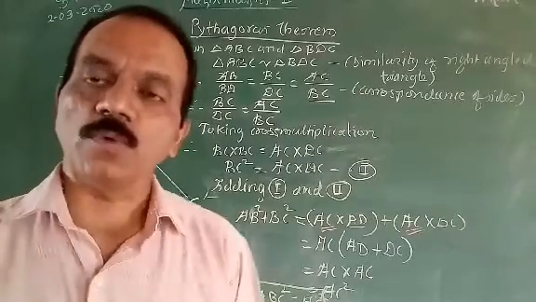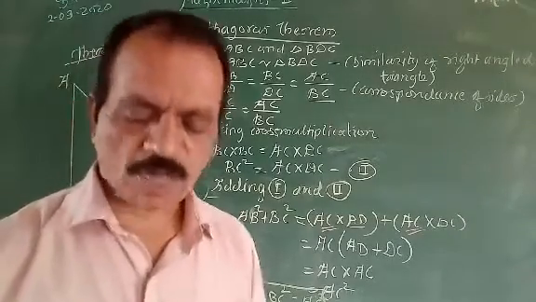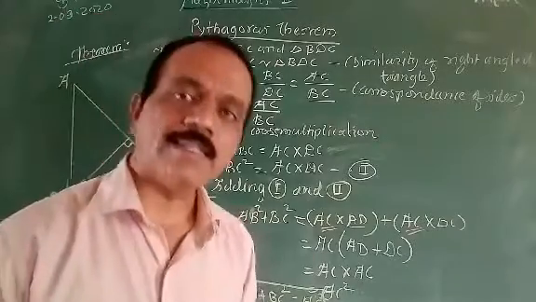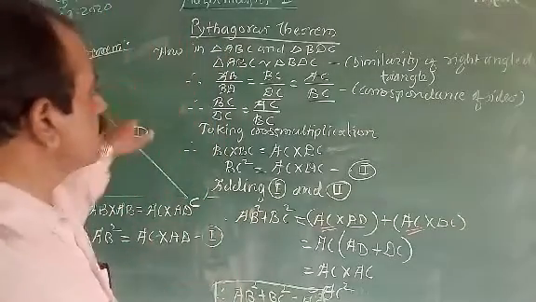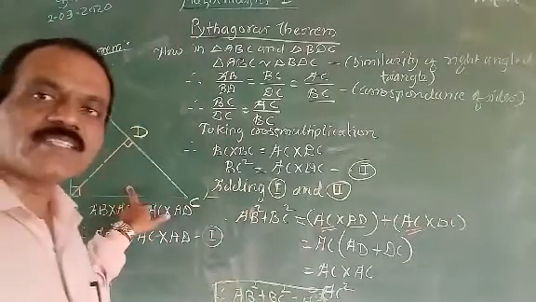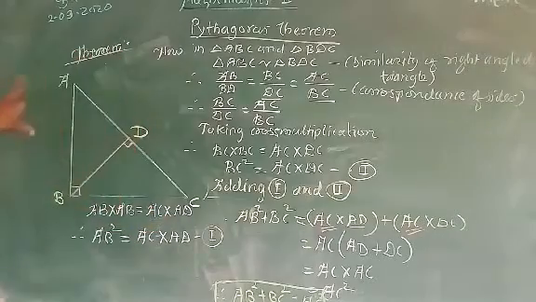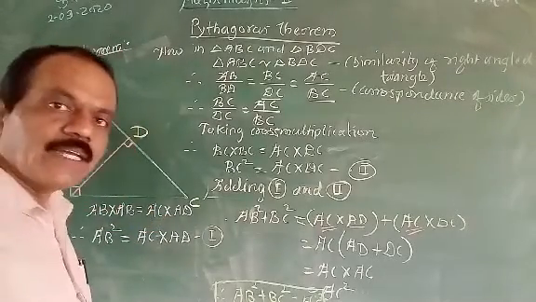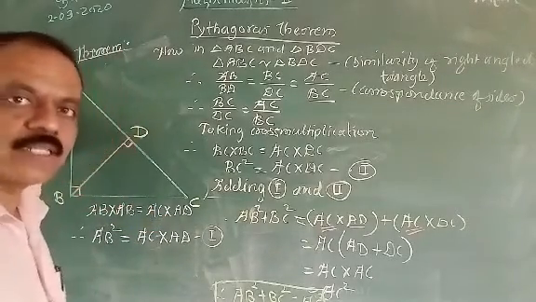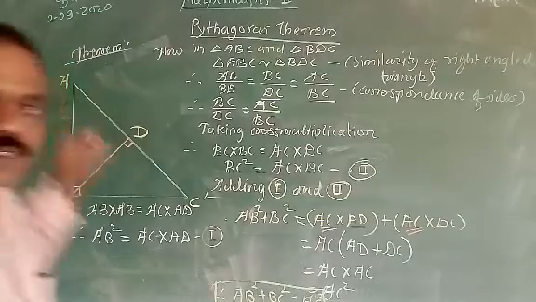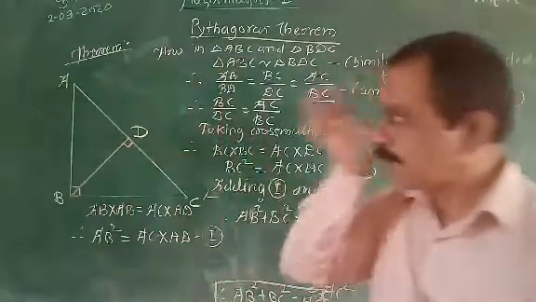Hence the proof: the given statement is that in a right angle triangle, the square of the hypotenuse is equal to the sum of the squares of the remaining two sides of the right angle triangle. Now we see another one.